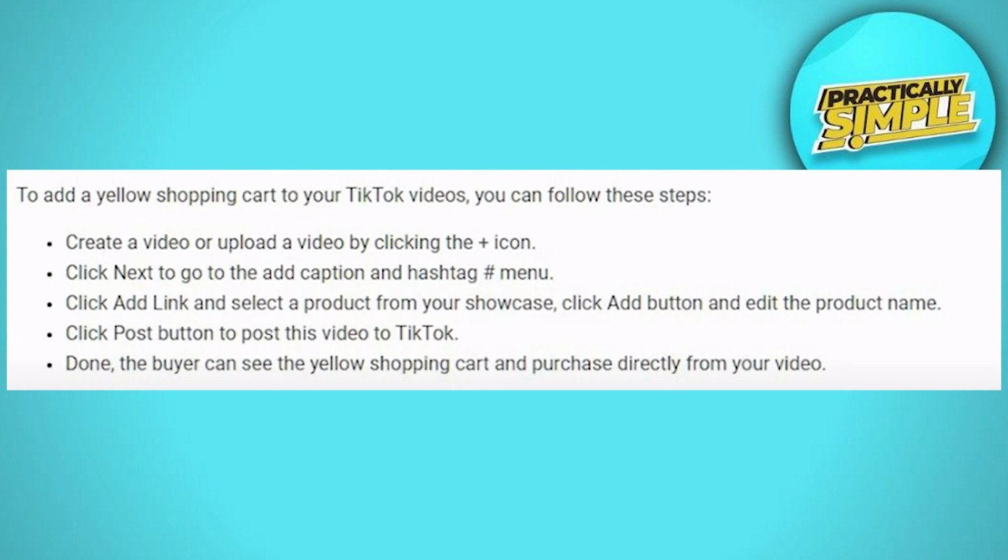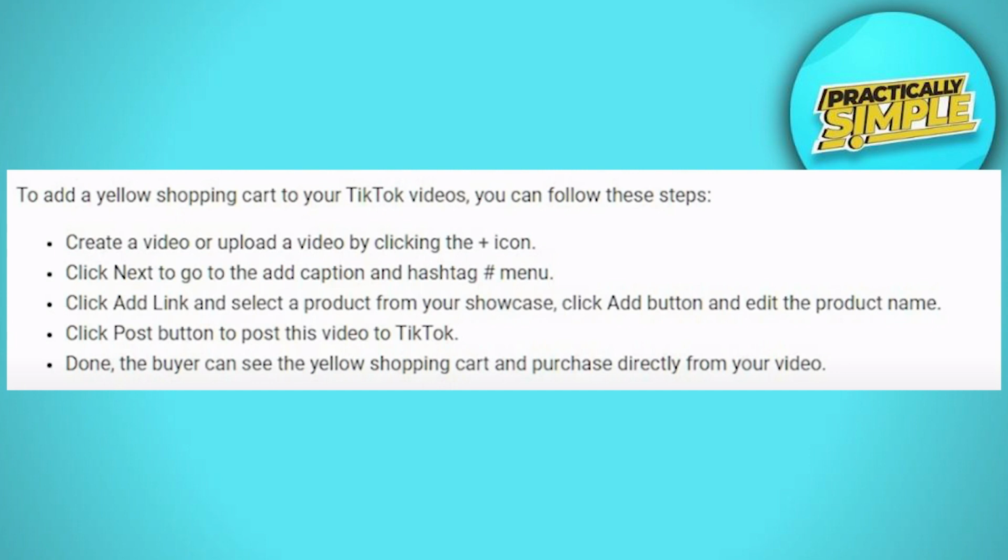So the first thing you need to do here is create and upload a new video by clicking on the plus icon at the very bottom center of your screen. Now from there, just proceed with adding captions and hashtags in this section and click on next. From there, you just need to add a link and pick a product from your showcase, hit add, and adjust the product name. Now from there, click the post button to share the video on TikTok, and that's it.